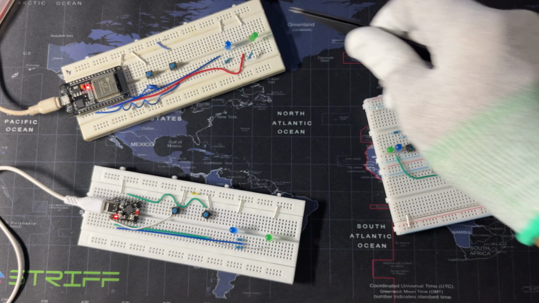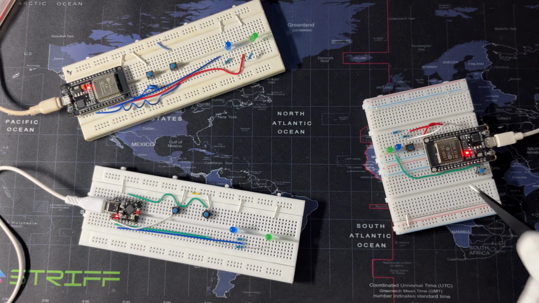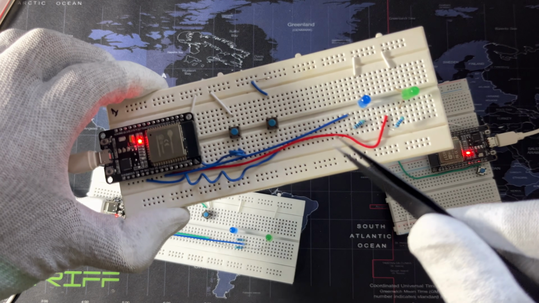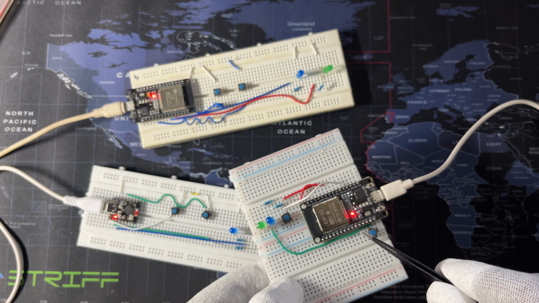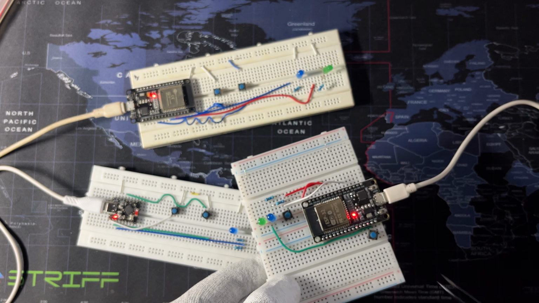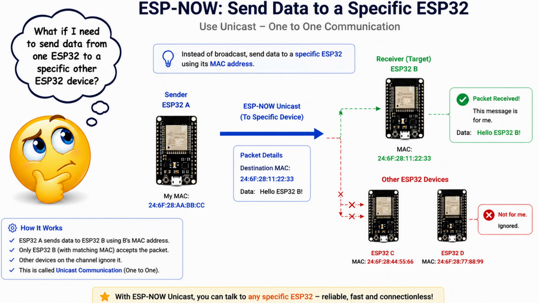Do you know how we can send data from one ESP to another? In our last video, we saw that we can use ESP-NOW for that. But it is ESP-NOW broadcast. What if I want to send data from one ESP to a particular ESP32 device?